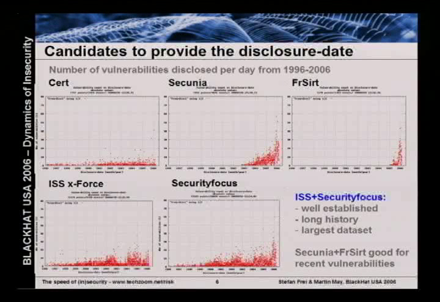They both provide this kind of information for about 10 years. They have about the same reasonable amount of disclosures or advisories per day, and by taking two information providers, we can cancel out an eventual bias towards their own product, be it from ISS or from Symantec. So for us, the disclosure date for this analysis is taken from either ISS X-Force or Security Focus, whoever is earlier in disclosing a vulnerability with a certain CVE.